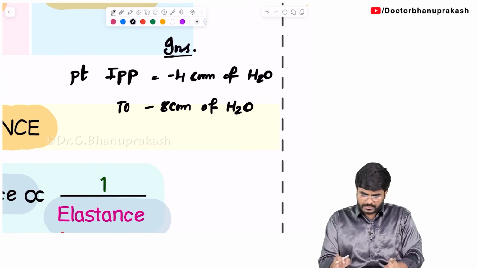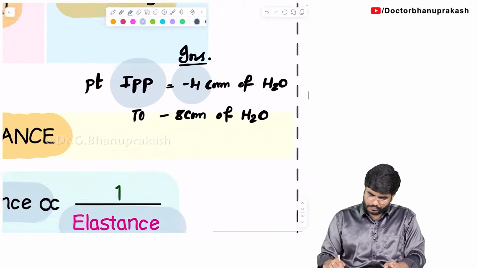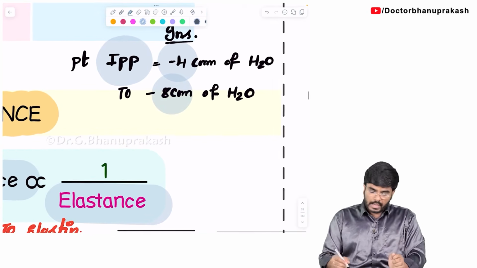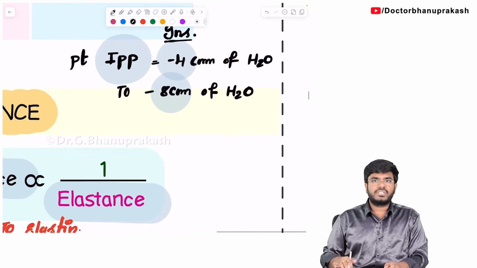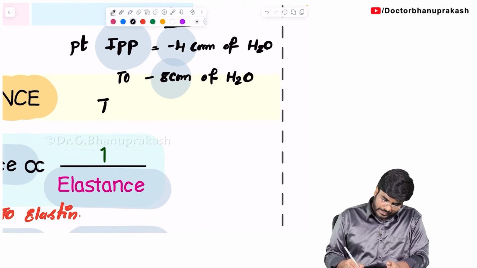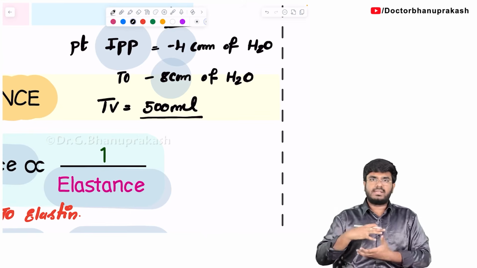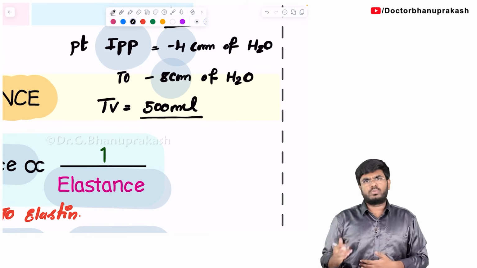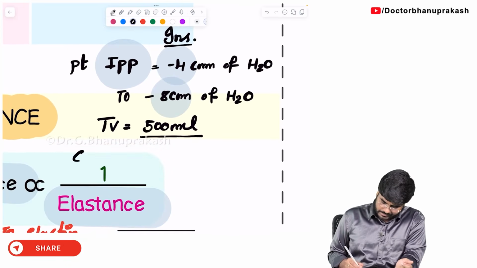So what is happening during inspiration? The intrapleural pressure is changing from -4 to -8. And how much air has he taken in during inspiration, how much volume change occurred? Tidal volume in this person, let's say, is 500 ml. So 500 ml volume change, 500 ml expansion. The lungs expanded by 500 ml because 500 ml of air goes in. Now what is the compliance of this patient's lung?